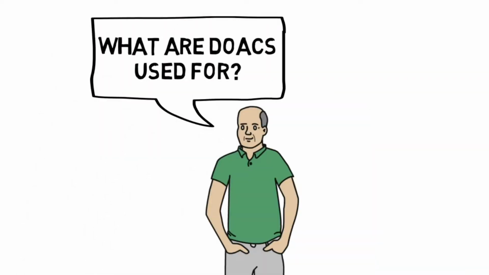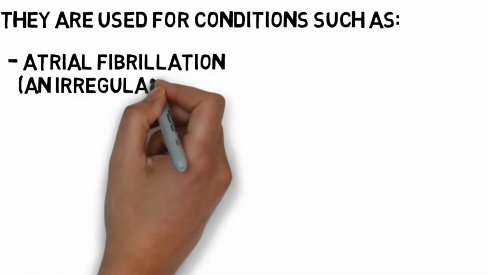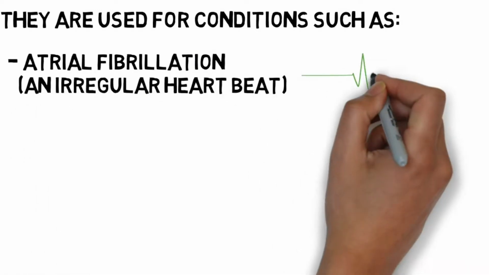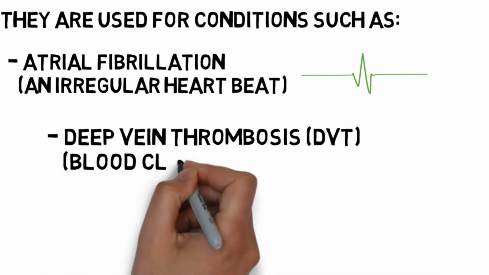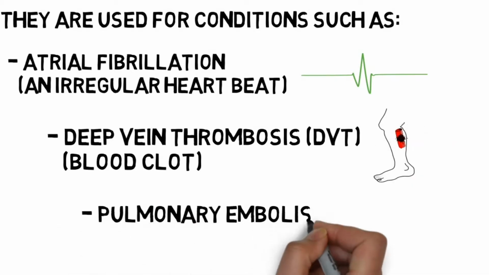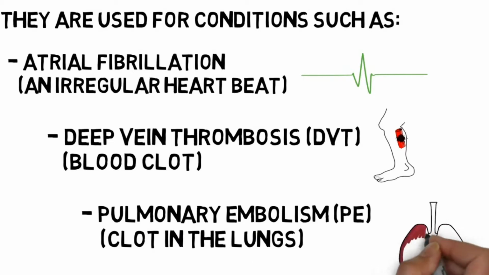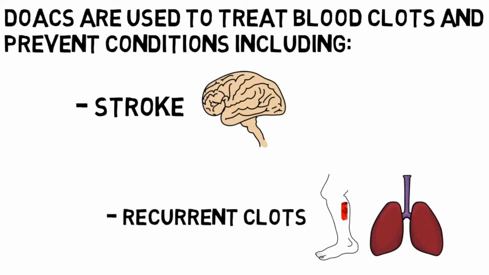So what are DOACs used for? They are used for conditions such as atrial fibrillation, also known as an irregular heartbeat, deep vein thrombosis, also known as DVT or a blood clot, and pulmonary embolism, also known as PE or a clot in the lungs. DOACs are used to treat blood clots and to prevent conditions including stroke and recurrent clots.